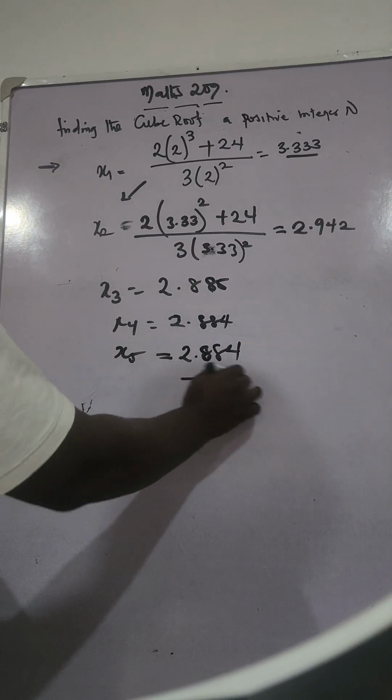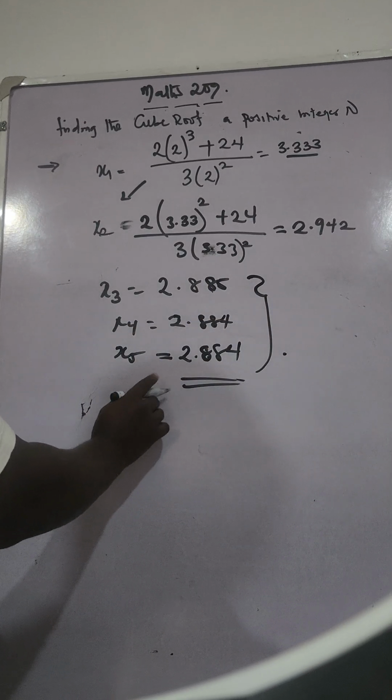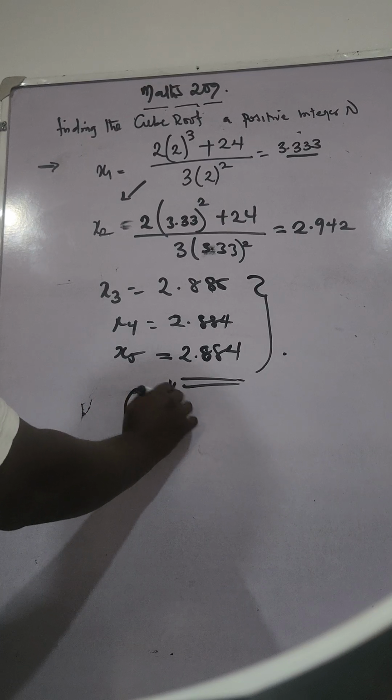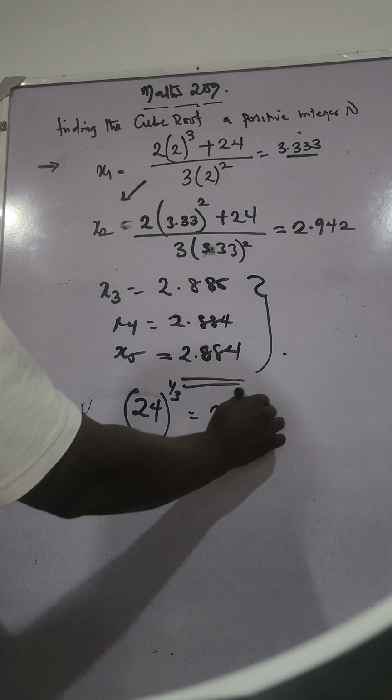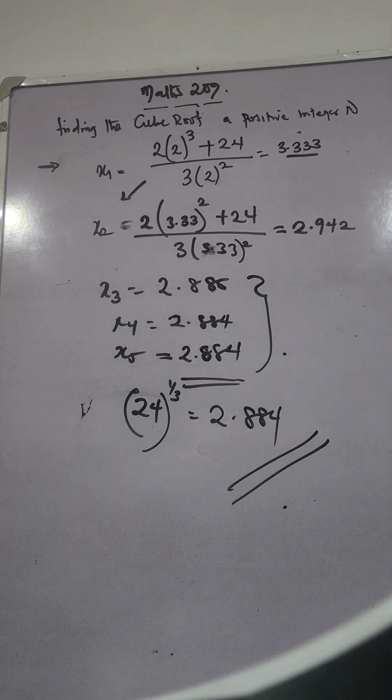So you see, using the Newton-Raphson method is quite better. So the cube root of 24, according to the Newton-Raphson method, is 2.884. Did you see that? So that is that about Newton-Raphson's method. Please take note of that.